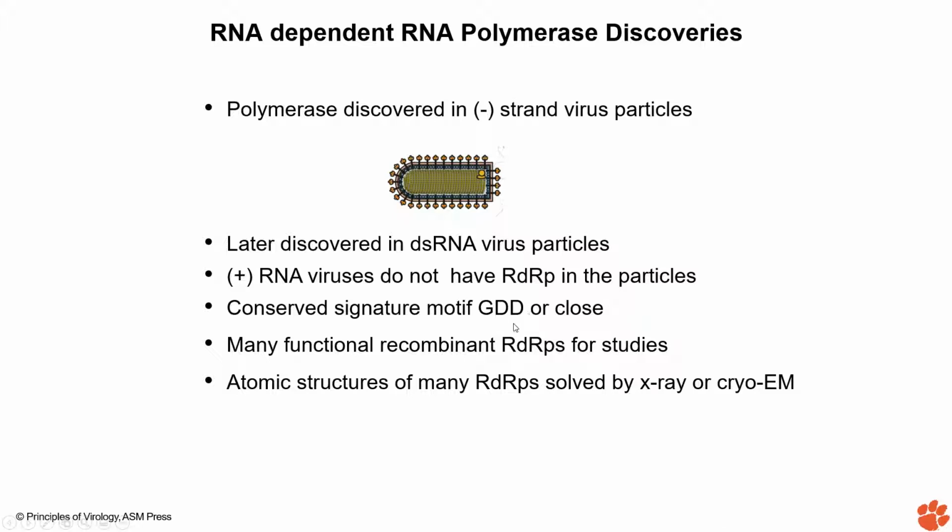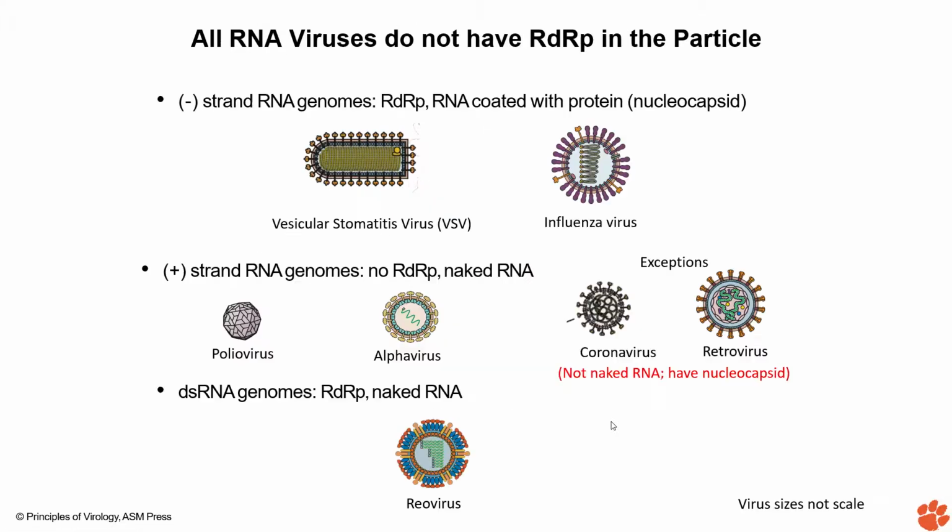All polynucleotide polymerases actually have that. We have a separate slide, we'll see that. And many different studies have been done, many structures solved. So here we are looking at the fact that not all RNA viruses have RDRP in the particles. Minus strand RNA genome, RDRP, RNA-coated protein: vesicular stomatitis virus, influenza virus. See right here, the vesicular stomatitis virus has an unimolecular genome, which is a single genome, one end to the other end, 11,062 base pairs, so fixed length.